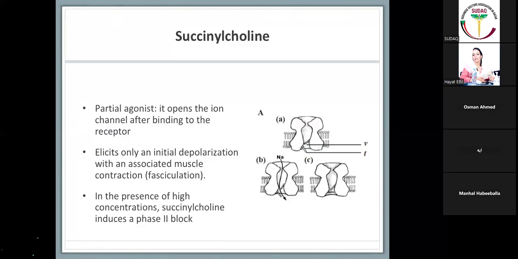Fasciculation is something very important, and you can see it clinically. Probably most of you have seen it. It is a result of the action of succinylcholine on the pre-junctional acetylcholine receptor. As we said, prolonged exposure of the neuromuscular junction to succinylcholine will result in phase 2 block. And phase 2 block, in terms of monitoring of train of 4 and post-tetanic count, as we will see later, simulates the block produced by the non-depolarizing muscle relaxants.